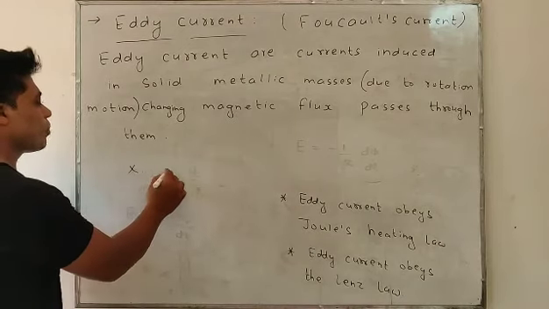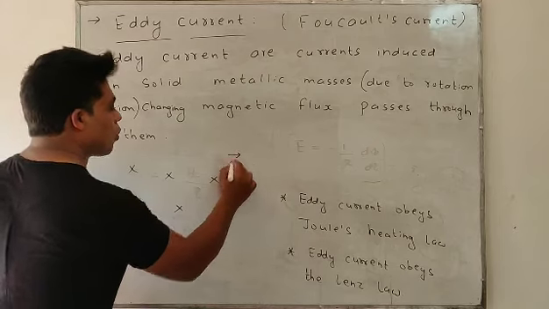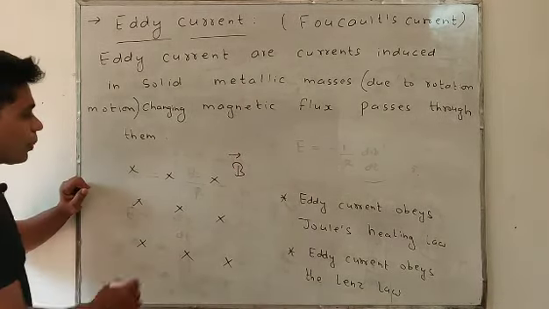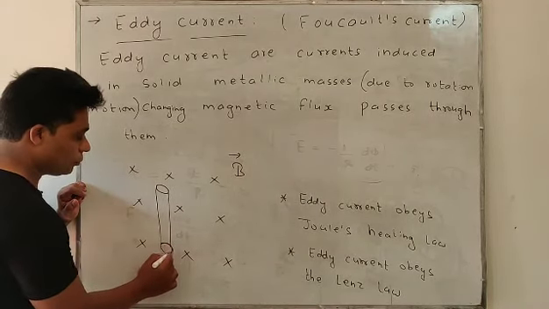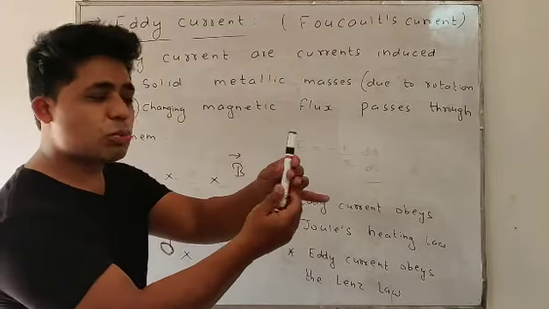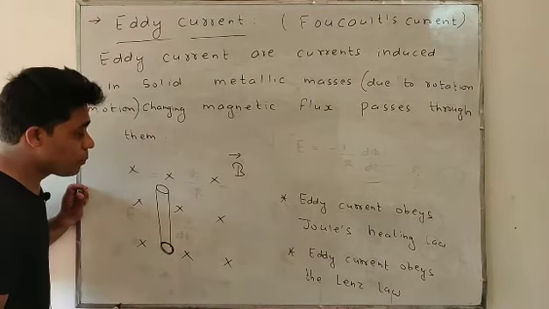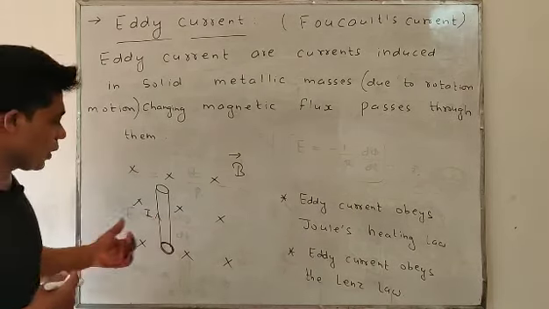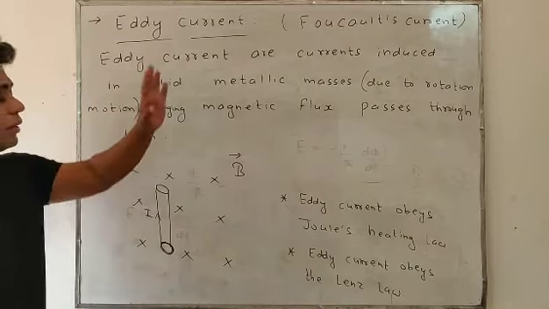Look at this. A cross means the magnetic field is perpendicular, directed downwards. We can represent a magnetic field in two ways, dot and cross. And we have a metallic rod executing rotational motion like this under the influence of an external magnetic field. Then it produces some local current in that object, and that current is said to be eddy current.